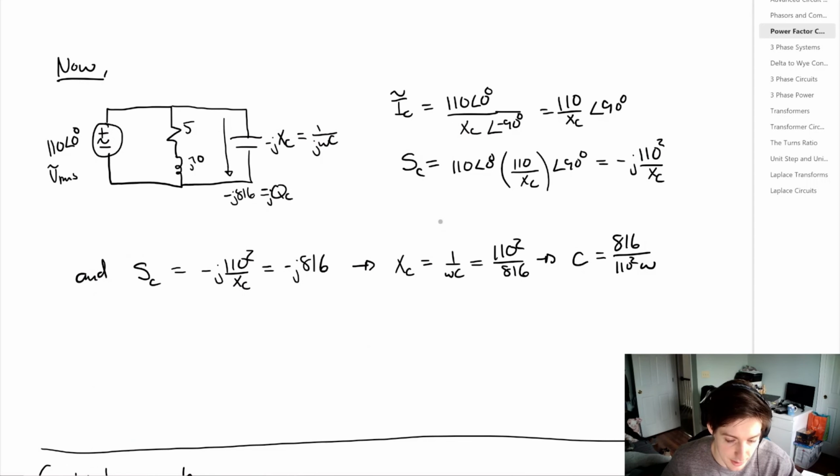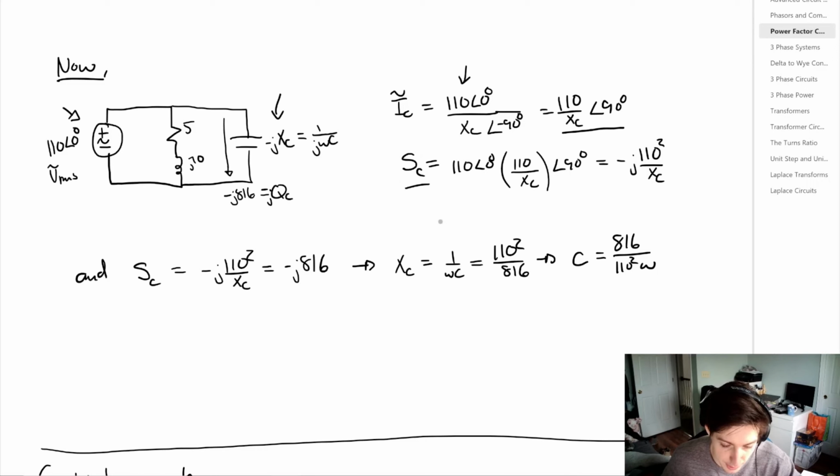And we can write the impedance for the capacitor as minus j times XC, or 1 divided by j omega C. Either is fine. And we know that the current for the capacitor is given by 110 volts with a phase angle of 0, which is just our input voltage, divided by that impedance. So we arrive at this term here.